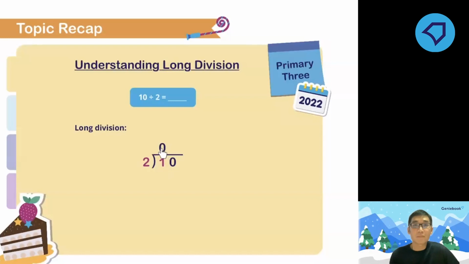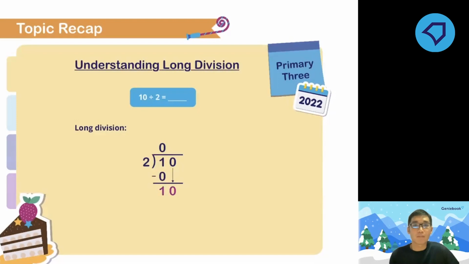Then, of course, the next step to performing long division is to do the multiplication. So 0 multiplied by 2 would give me 0. I'll put it under the number 1. Then I do the subtraction. 1 subtract 0, we get 1. Then I bring down the next digit, which is 0. So now I have 10.